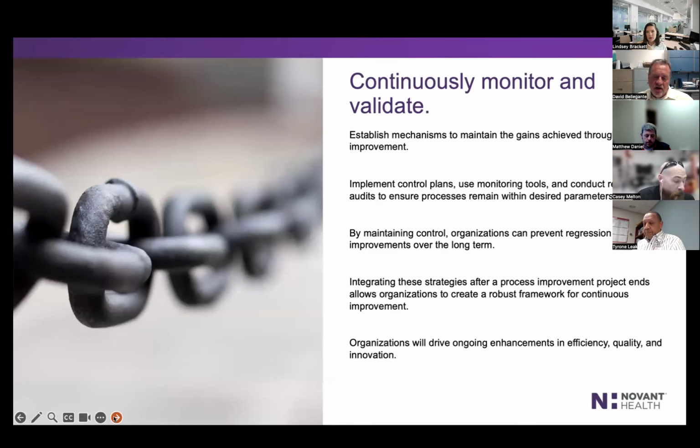So continuously monitor and validate. Just reiterating what we just got done talking about, which is follow-up. To highlight a couple of these, establish mechanisms to maintain the gains. This is basically how you continue and don't let your wins go. When you work hard and you do a process and you start to make traction, you have to continually validate and monitor it.